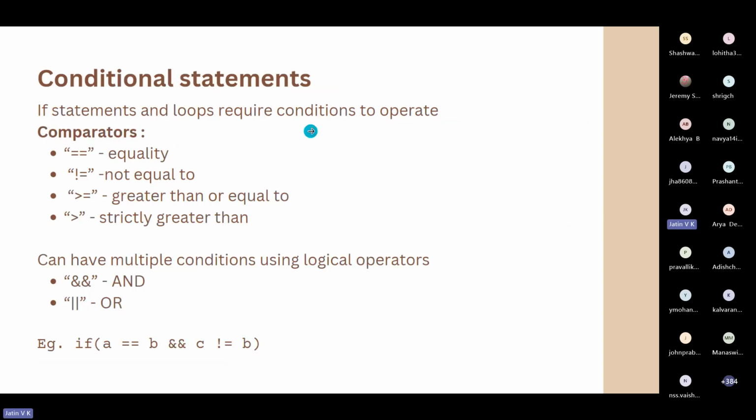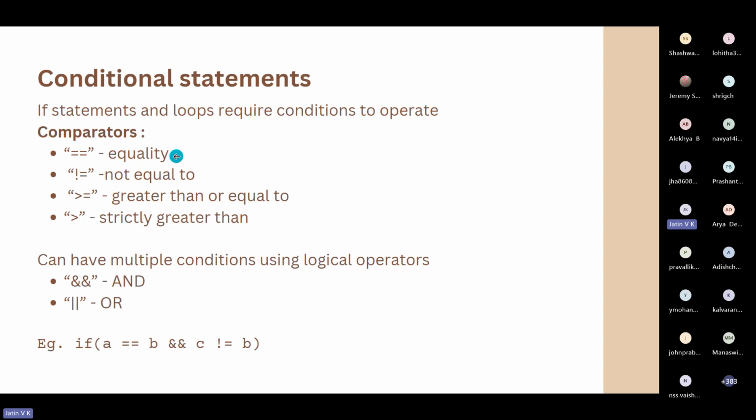Okay, now moving on to conditional statements. These are crucial for if statements and loops, for their conditions to operate and decide which block to run. So how do we make conditional statements? A conditional statement is actually something which returns either a true or false value. How do we make them return it? We use comparators. So for example, equal to is an equality comparator.